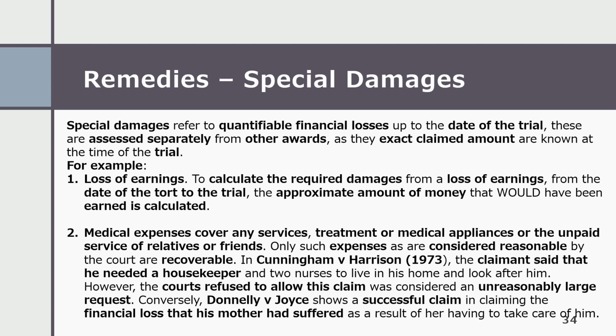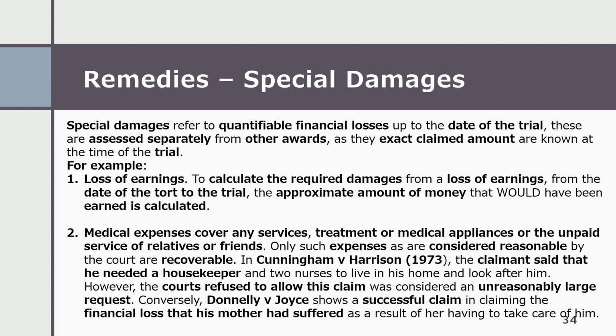So special damages refer to a quantifiable financial loss from the date of the tort up to the date of the trial. These are assessed separately from other awards as they tackle exact claimed amounts that are known at the time of the trial. For example, a loss of earnings. To calculate the required damages from a loss of earnings from the date of the tort to the trial, the approximate amount of money that would have been earned is calculated and then awarded. Medical expenses cover any services, treatment, or medical appliances, or the unpaid service of relatives or friends. Only such expenses as are considered reasonable by the court are recoverable.